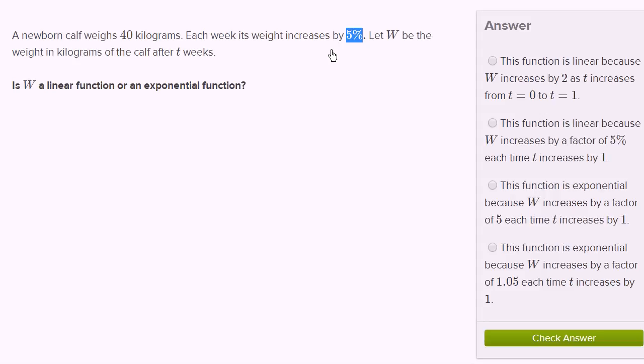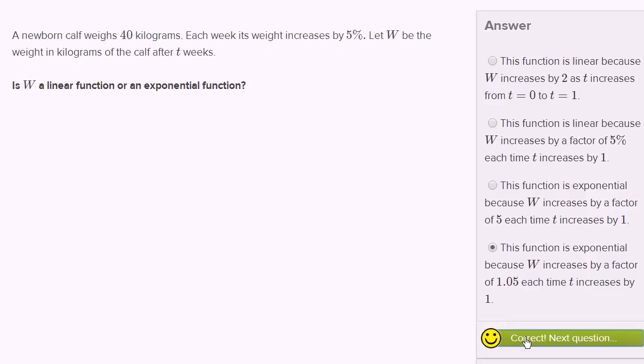So let's see which of these choices describe that. This function is linear. No, we don't have to even read that. This function is linear. Nope. This function is exponential because W increases by a factor of 5 each time T increases by 1. No, that's not right. We're increasing by 5%. Increasing by 5% means you're 1.05 times as big as you were before increasing. So this function is exponential because W increases by a factor of 1.05 each time T increases by 1. That right over there is the right answer.